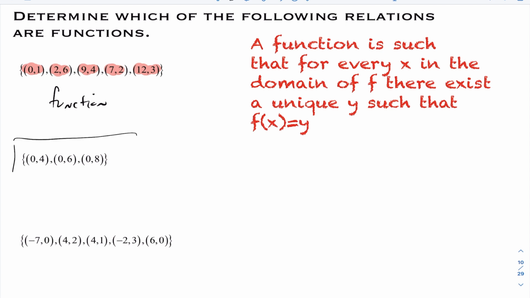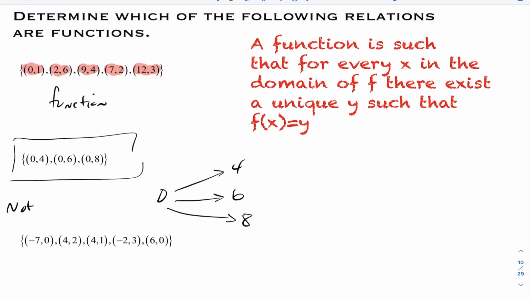In the next example, we don't have that. If you take a look here, 0 is being sent to 4, but then 0 is also being sent to 6, and 0 is being sent to 8. So this relation is not a function. In example 2, this is a relation that is not a function.